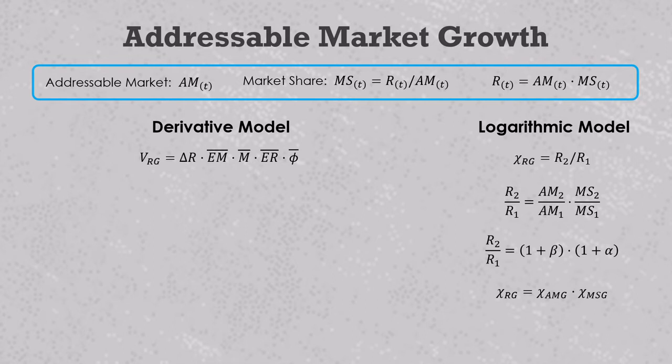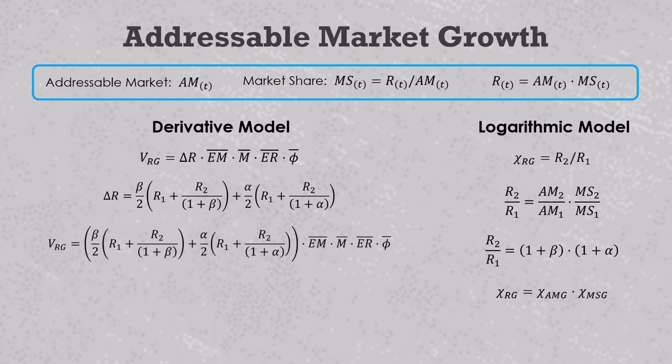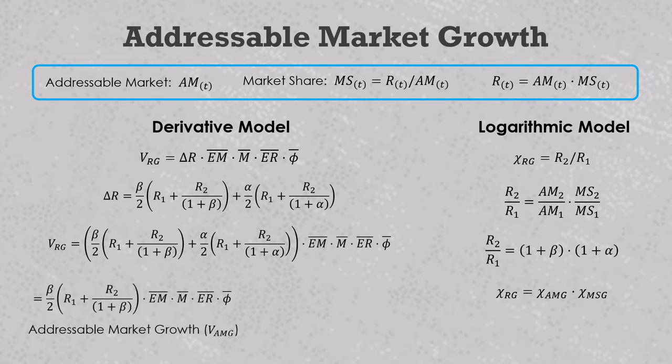Unfortunately, the derivative model is a little more complicated. In the book, I show that the addressable market part of revenue growth is equal to beta over 2 times the quantity R1 plus R2 over 1 plus beta. The market share part of revenue growth is equal to alpha over 2 times the quantity R1 plus R2 over 1 plus alpha. These two terms always add up to delta R, and when you plug them into the revenue growth formula, you get two new value drivers, one for addressable market growth and one for market share growth.